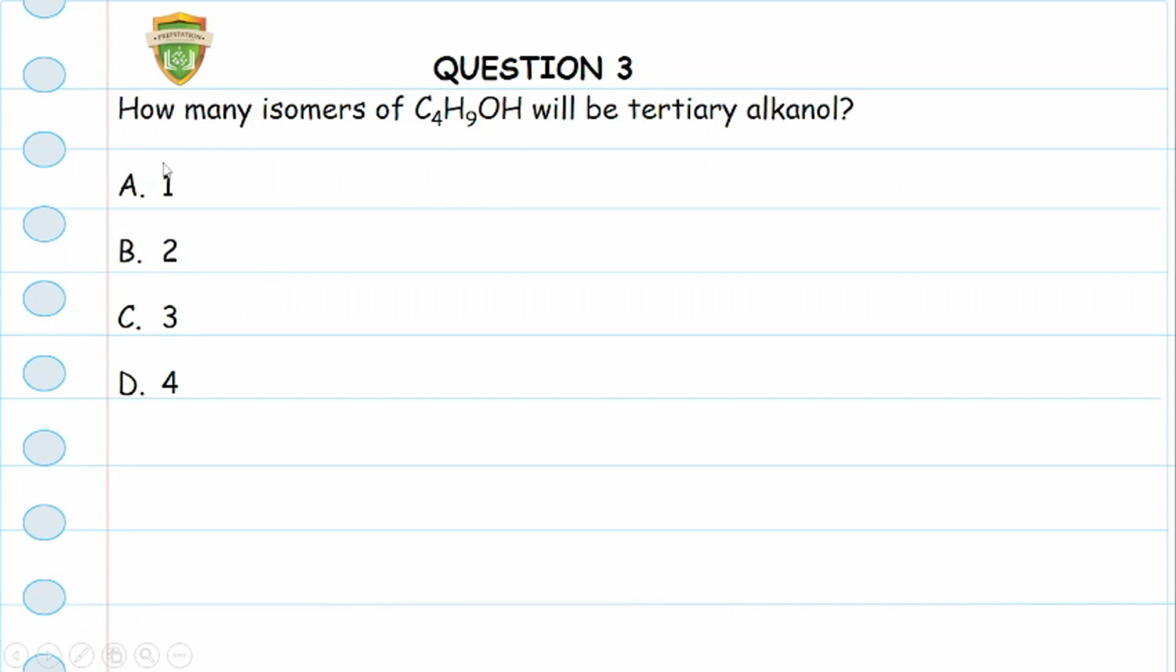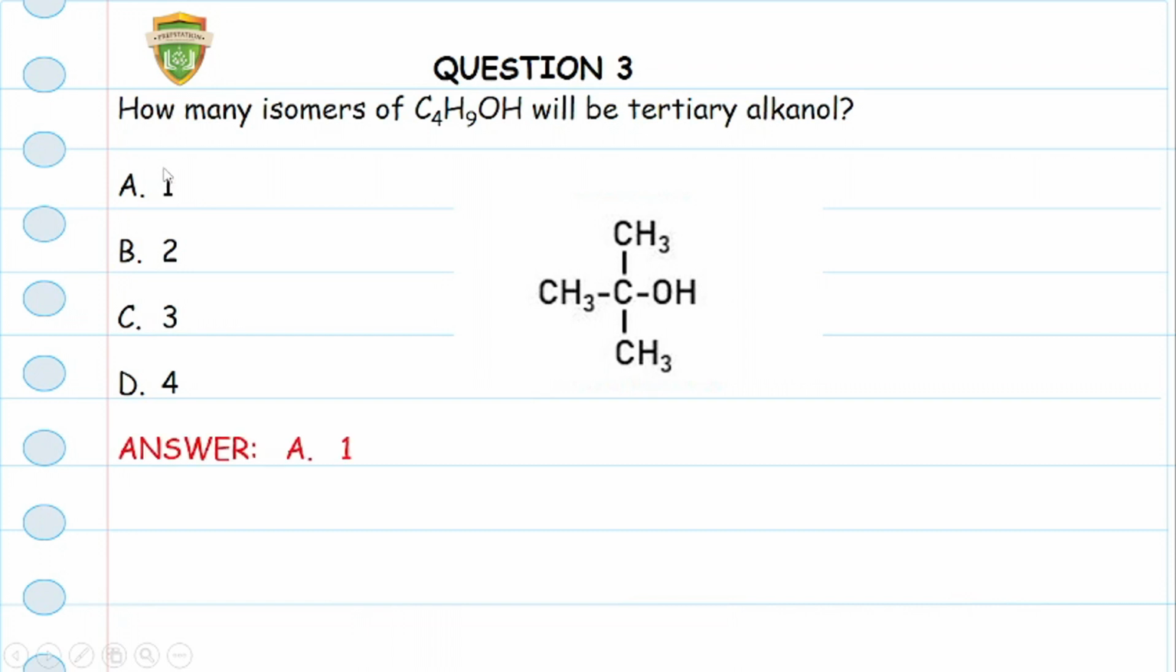So that means that our answer in this case is this diagram right here. You can see this C connected to the OH, right? So this is the C that's connected to the functional group, and then these are the other 3 C's that make it a tertiary alkanol. There's no other way that you can arrange this. It's still going to be the same structural formula. So that means the answer is A, 1.